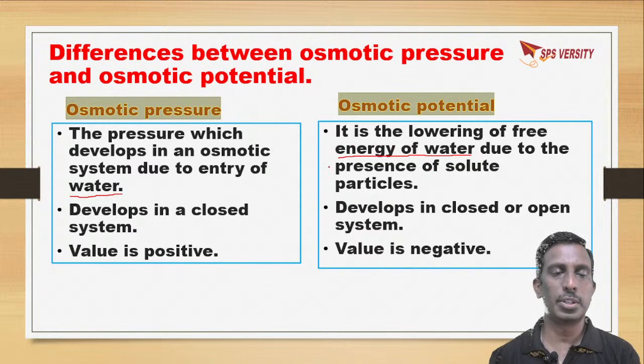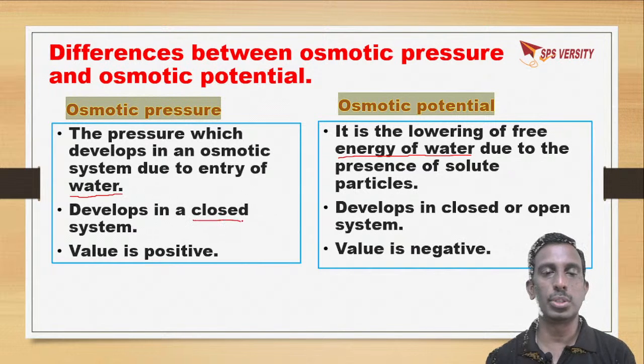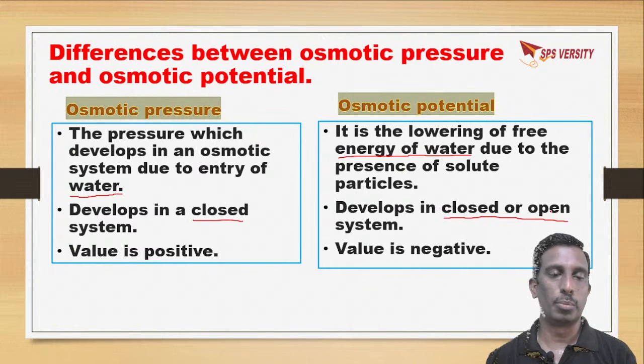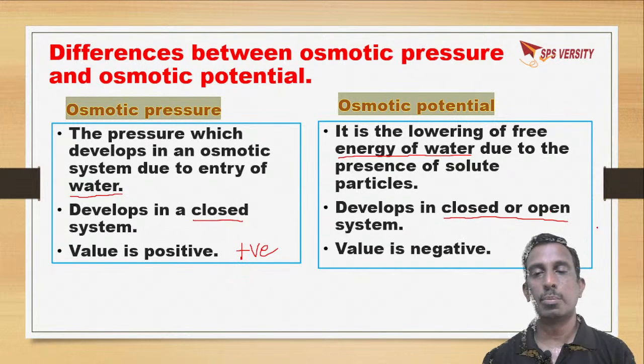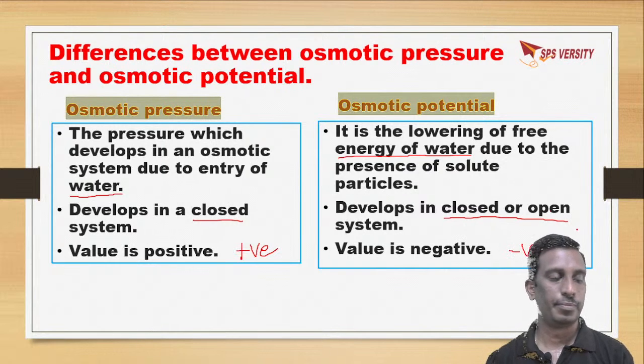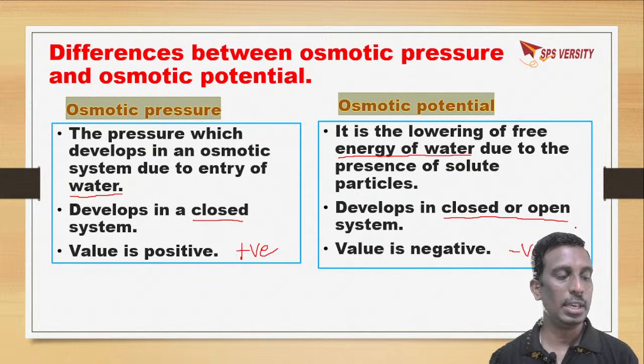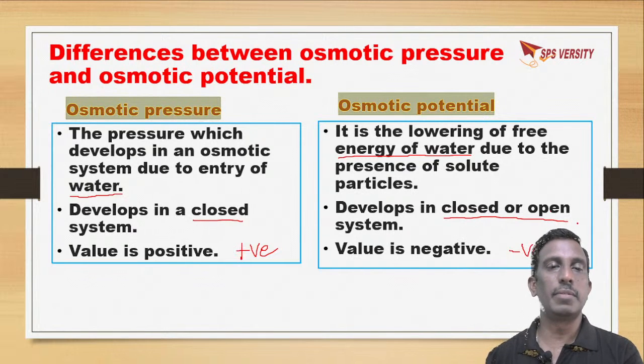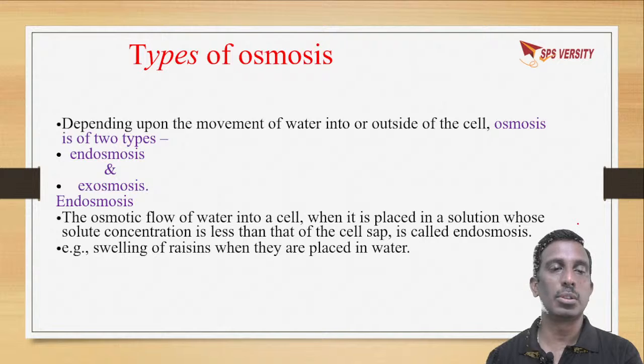Osmotic pressure can be developed only in a closed system, and osmotic potential develops in both closed and open systems. The value of osmotic pressure is positive, and the value of osmotic potential is always negative. These are the differences between osmotic pressure and osmotic potential.